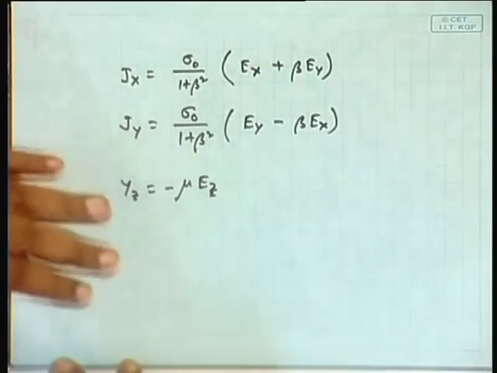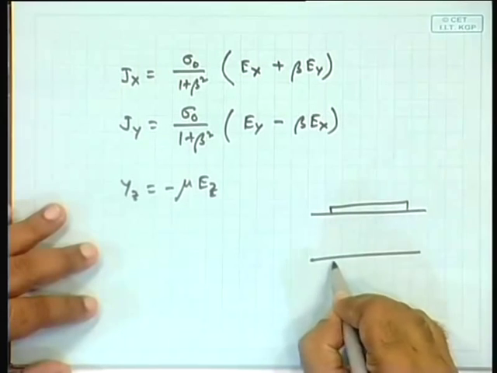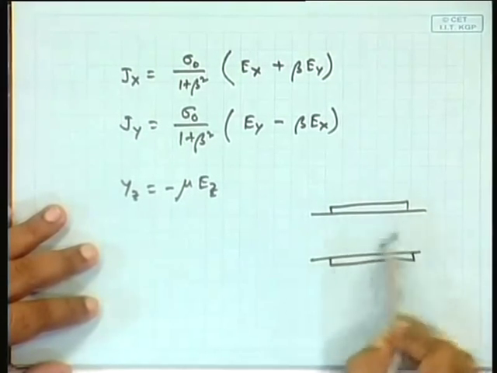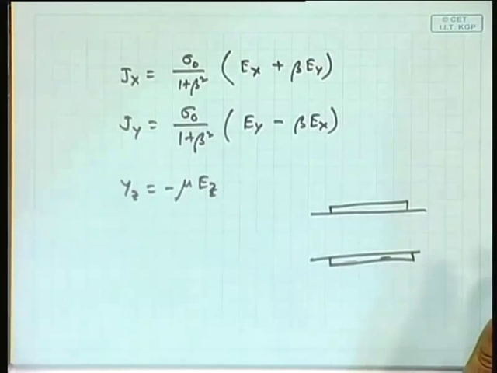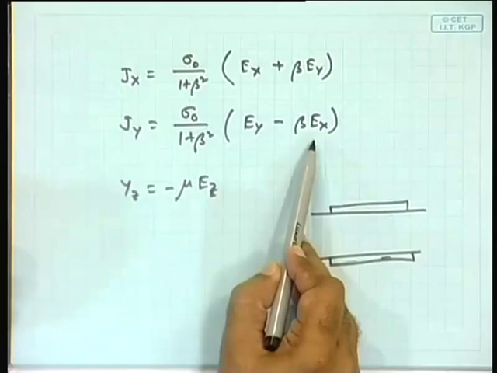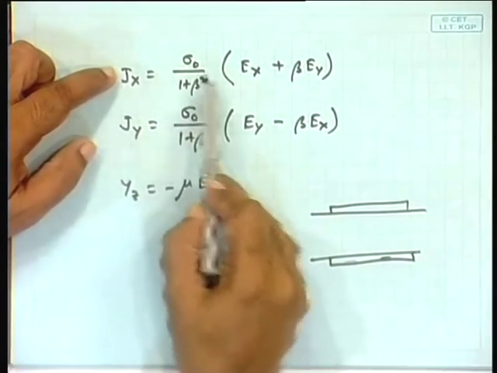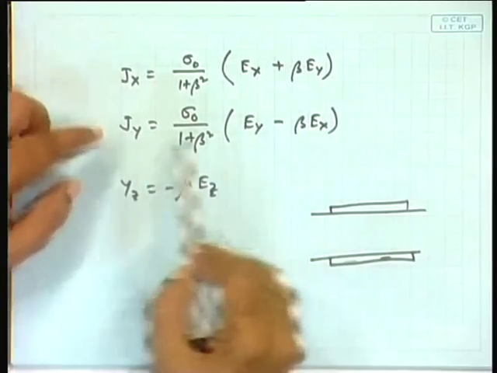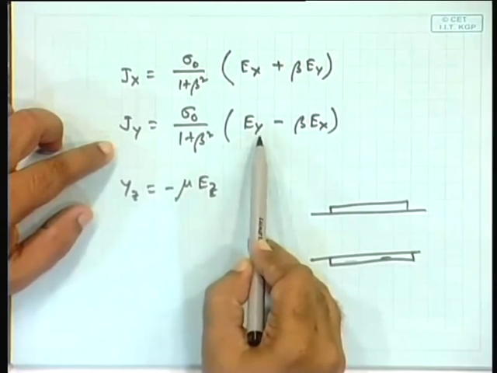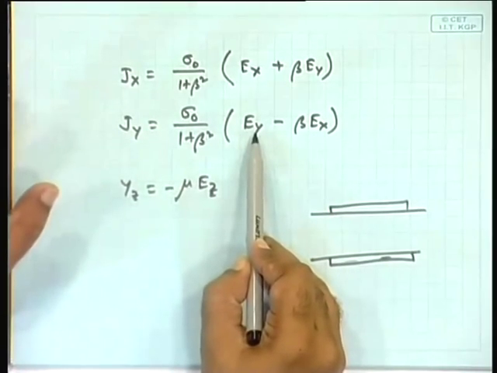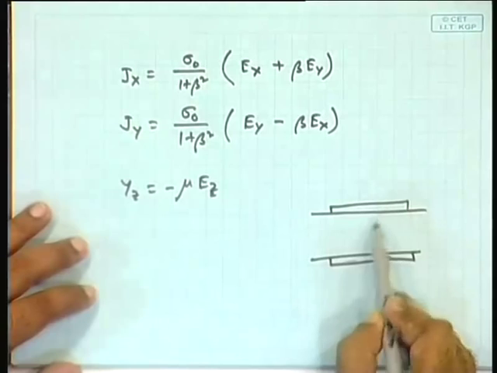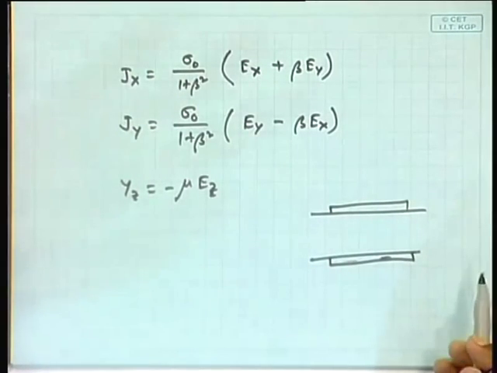Now, it is not difficult to see that supposing the electrodes are placed such that there is no voltage in the x direction, E x is 0, as we have seen already, here is the channel and here is the electrode. That means there is no voltage in the x direction because the electrodes will short it. If E x is 0, then what will be the J x? It will be this times beta E y, and J y will remain this. Which means that even if there is no voltage in the x direction, there will be current in the x direction.